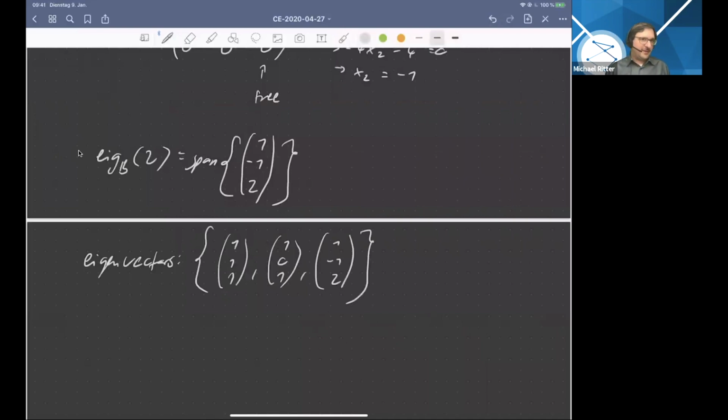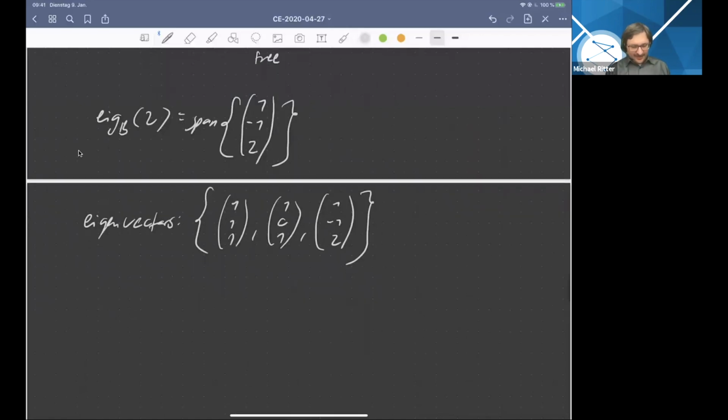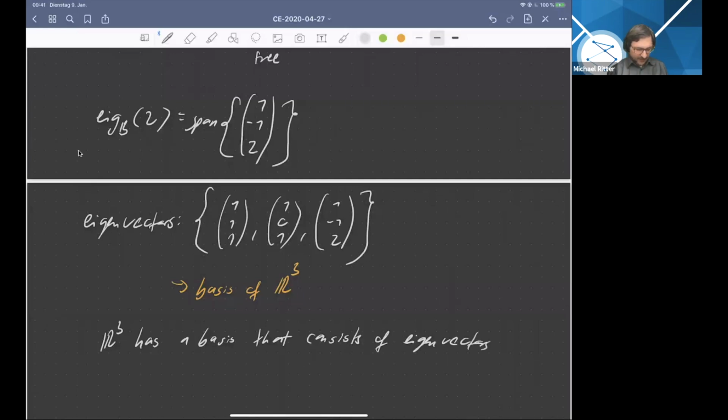And if you either look closely at those eigenvectors or employ the theory that I think we are only doing this week, then you could see that this is actually a set of 3 linearly independent vectors. So that's a basis of R3. And that means there is a basis of eigenvectors of the matrix B of R3. Okay, so R3 has a basis that consists of eigenvectors of B.